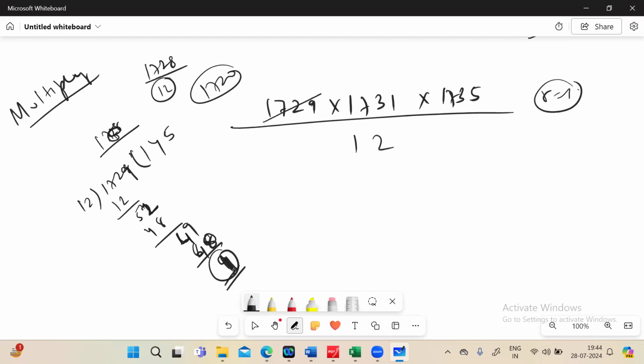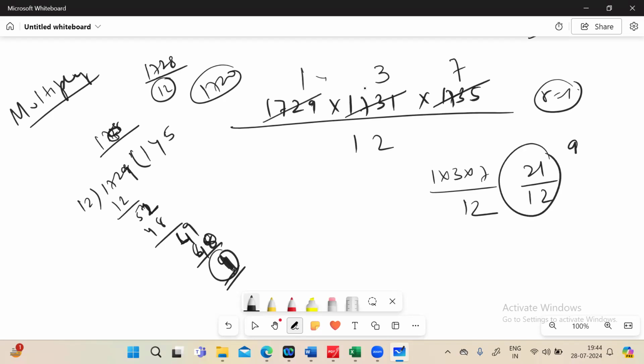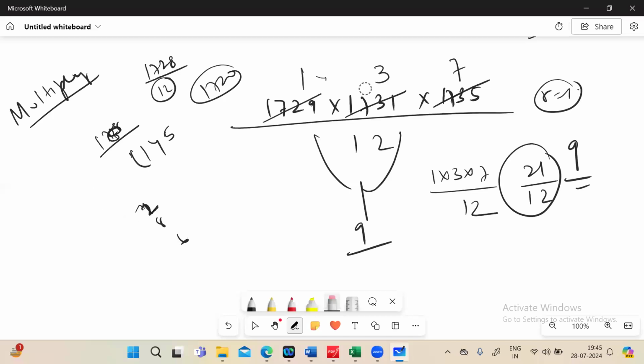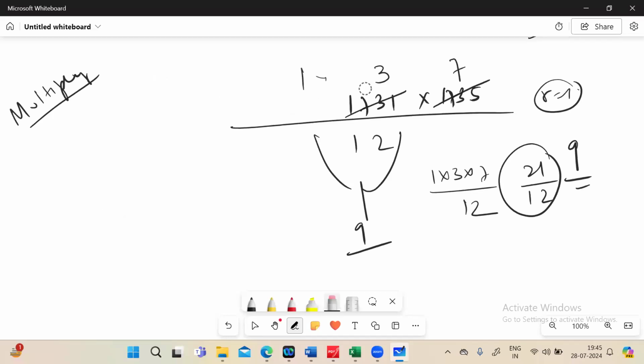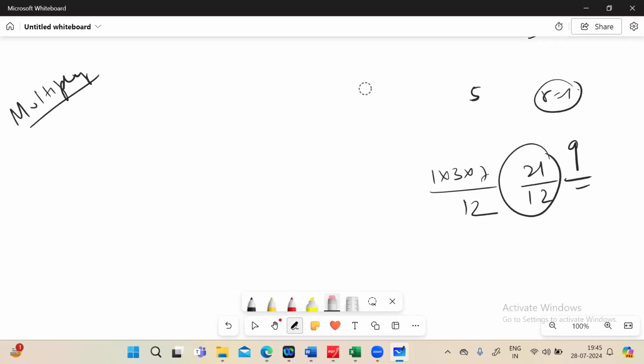So this will give you remainder 1, this will give you remainder 3, and this will give you a remainder of 7. So I'll multiply those remainders, 1 into 3 into 7, and divide it by 12. 21 divided by 12 will give you a remainder of 9. So the answer for this question will be 9. And this was the CAT question. Once again, now you know how to use negative remainders also. Now let me give you a very interesting case here.